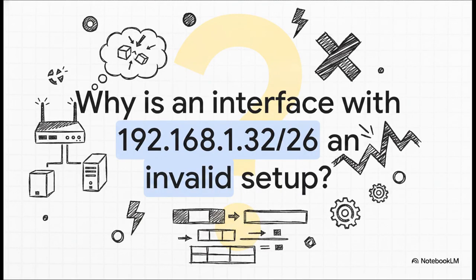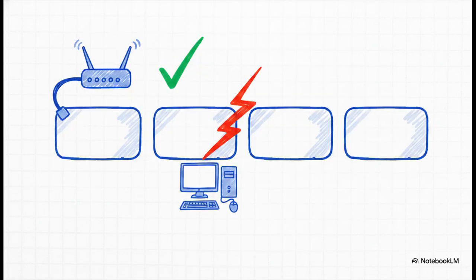Let's test this out with one of the most common configuration errors. Imagine typing away on a router and you try to configure an interface to be the start of a network at 192.168.1.32 with a /26 mask. Why exactly would this cause a total network failure? It all comes down to misaligned boundaries.